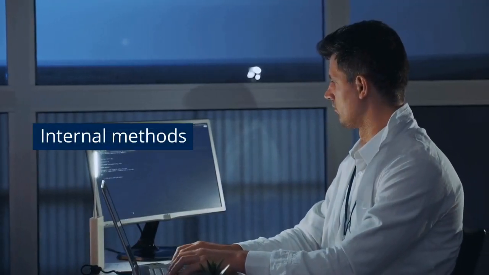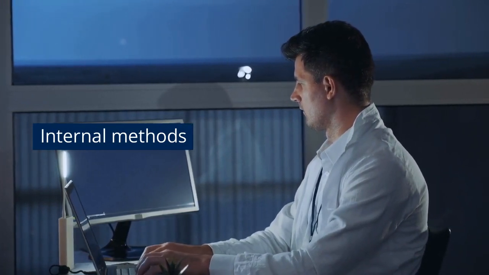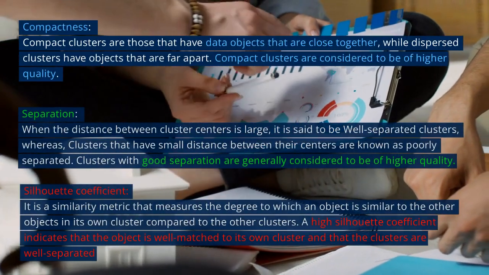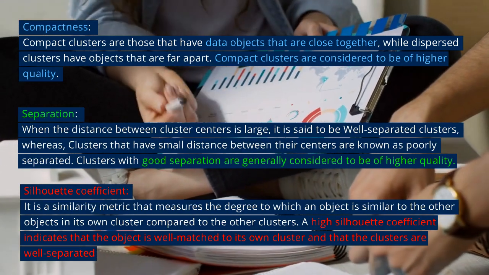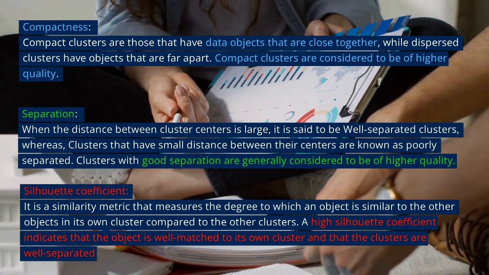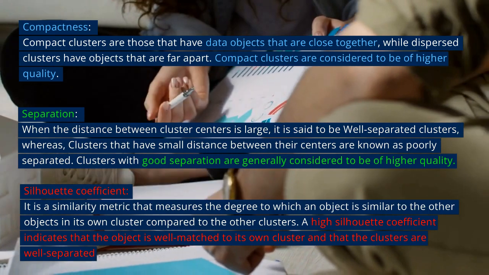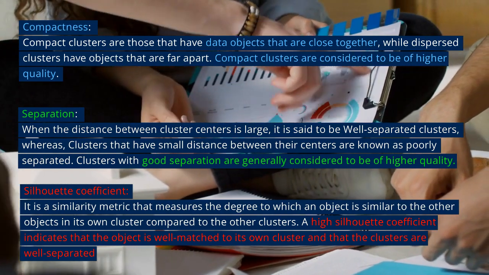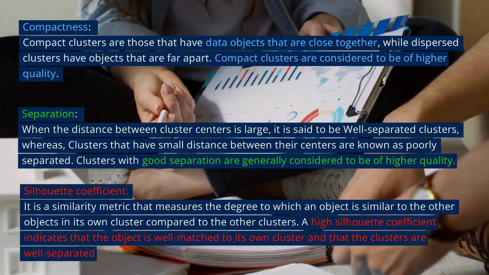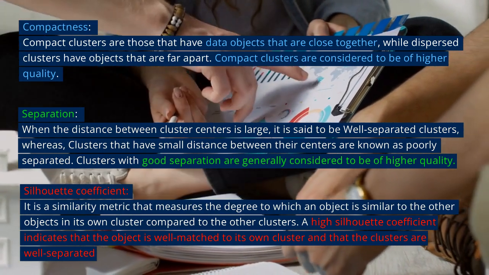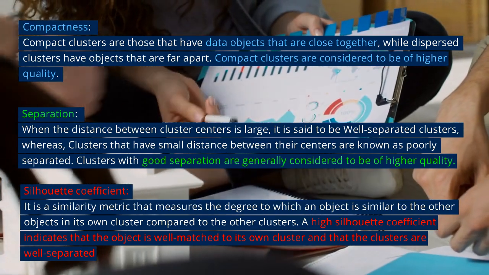Internal evaluation methods involve assessing the quality of the clusters based on the characteristics of the objects within each cluster. The first measure is compactness. Compact clusters are those that have data objects that are close together, while dispersed clusters have objects that are far apart. Compact clusters are considered to be of higher quality. The next measure is separation. When the distance between cluster centers is large, it is said to be well-separated clusters, whereas clusters that have small distance between their centers are known as poorly separated. Clusters with good separation are generally considered to be of higher quality.